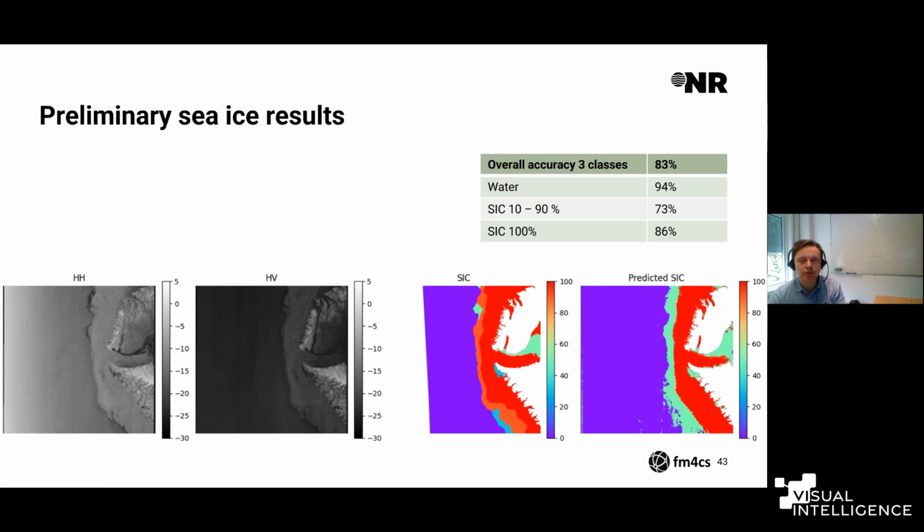The overall accuracy on the 3 classes was 83%. And I expect the annotation is on a broader scale. So it's like taking an area and saying, okay, within this area, the average concentration is 30% or something like that. But in that area, there could be patches of 100%, there could be open water and so on. So it's not super precise in terms of going per pixel.